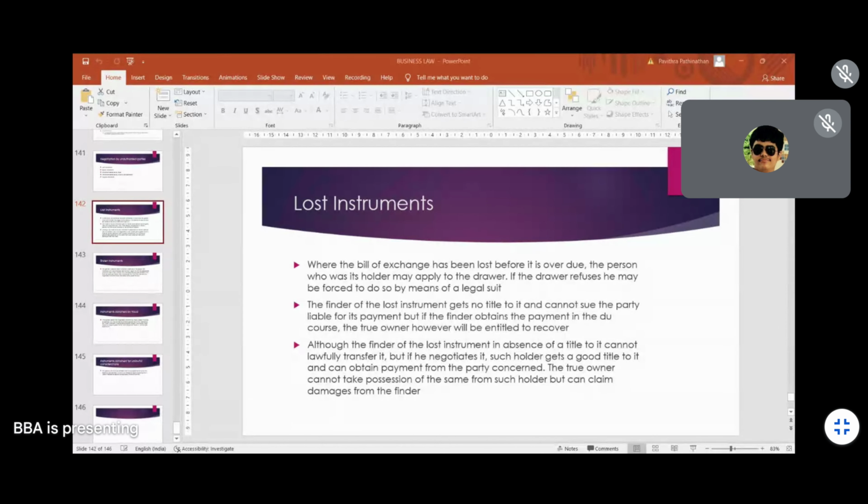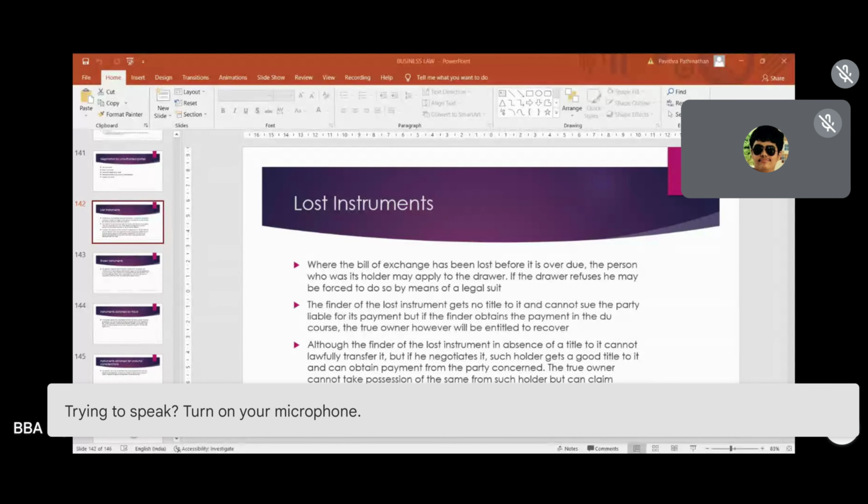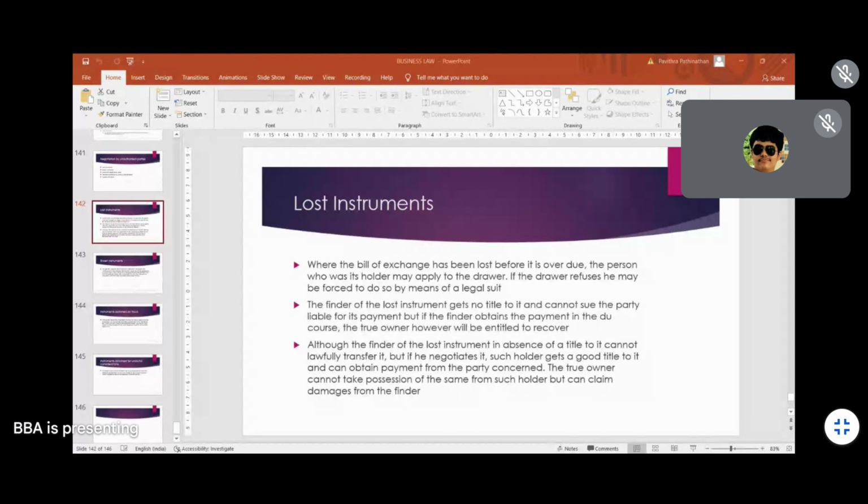Sorry, okay. So if someone has lost it and you find the instrument, you cannot bear the title of the instrument because you're just a finder, and the instrument was not directed to you.